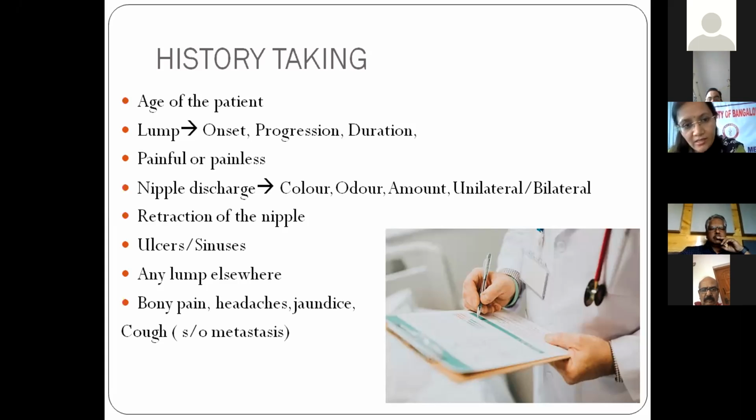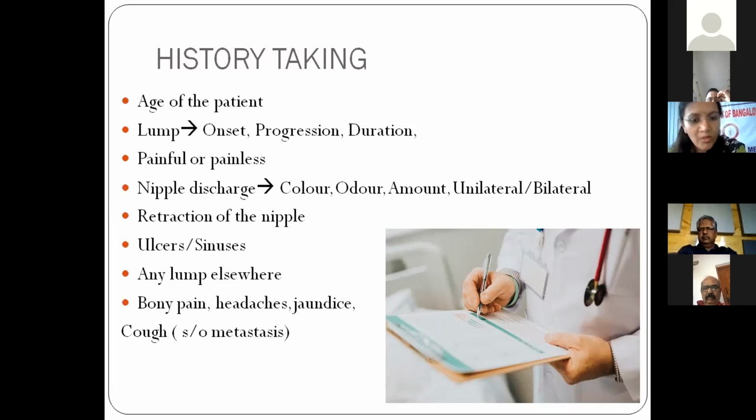Another important thing patients come to us with is nipple discharge. Whenever a patient complains about nipple discharge, we have to ask a few questions. What is the color of the discharge, whether it is coming from one side of the breast or both sides, and the amount of the discharge. Color again is a very important thing, because red color always makes us think about something. The most common cause is papilloma. The second thing could be a carcinoma also.